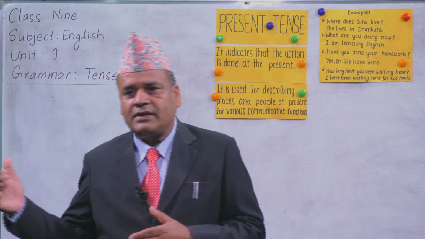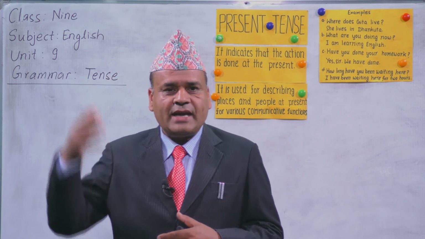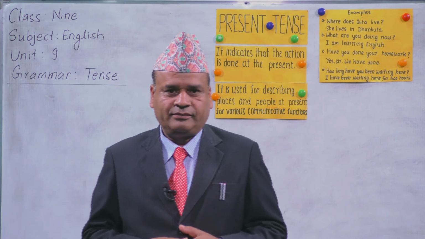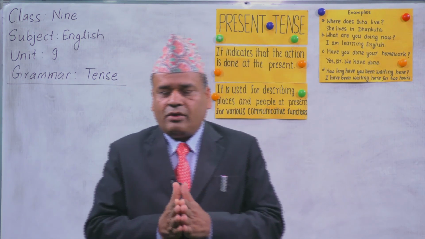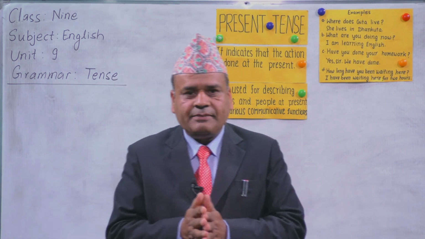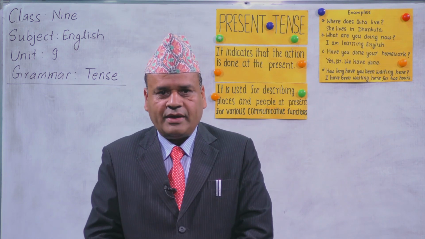And present perfect continuous is used when the action is started at a certain point of time and it's still going on. I hope you got the clear idea about this. And this much for today. And in the next lesson, we'll learn more about it.